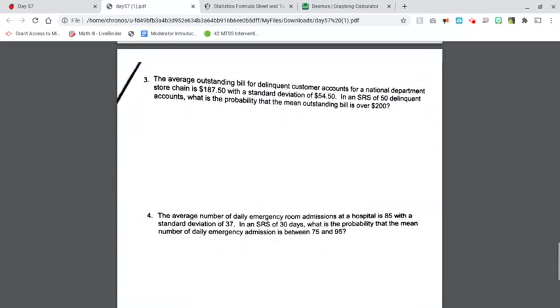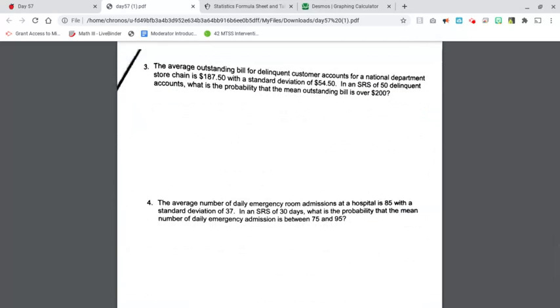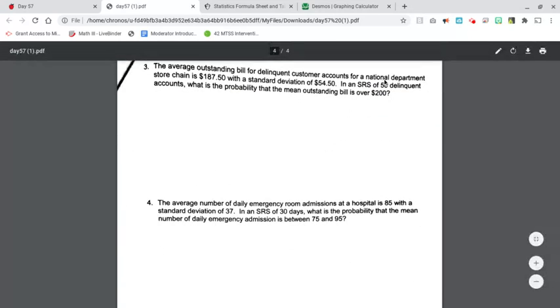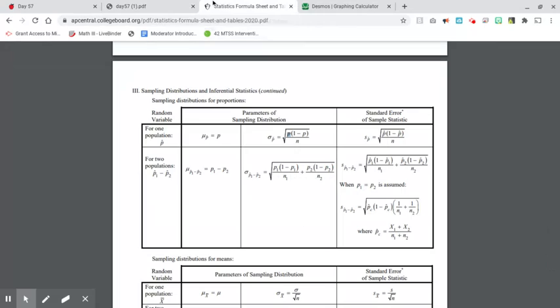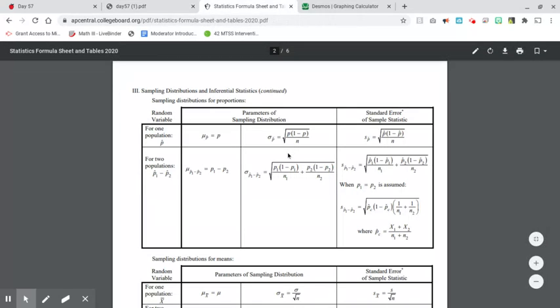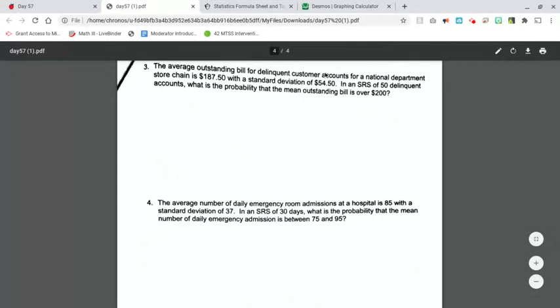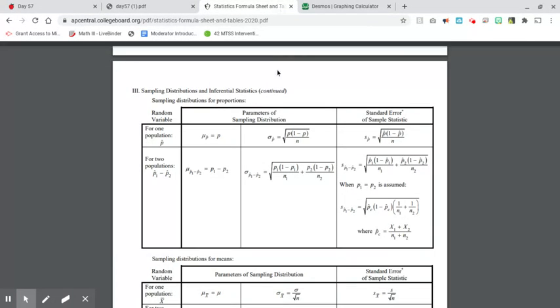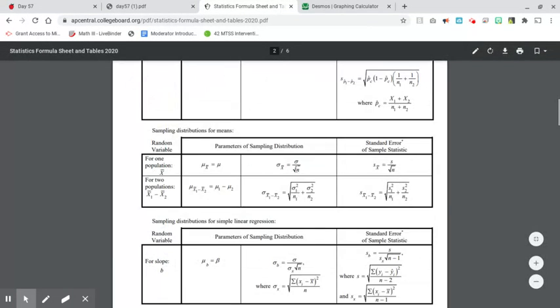Number 3, the same problem, but now we're talking about a simple random sample of 50 accounts. What is the probability that the mean is over 200? So in this case, we will have a new standard deviation. The standard deviation is no longer 54.5 because we're talking about 50 accounts. The new standard deviation is 54.5 divided by the square root of 50.